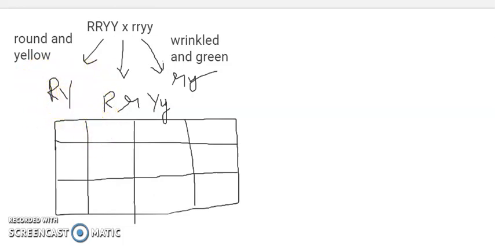So we can write the parental generation here. It is RY, capital R, capital Y, and in the same way here also it is capital R, capital Y. This column I'll just erase it, we do not need it.